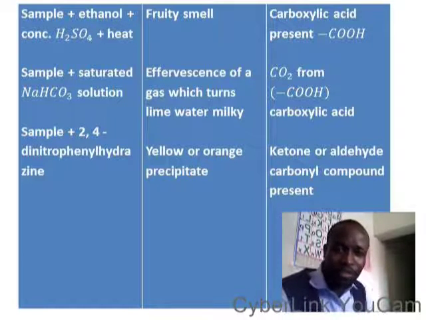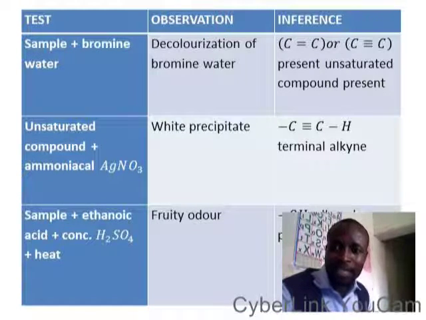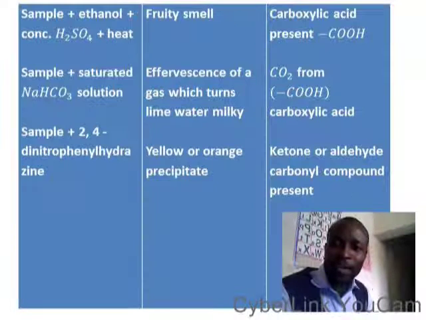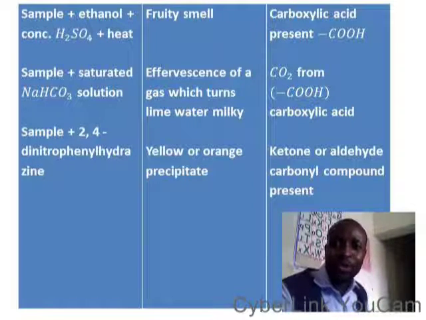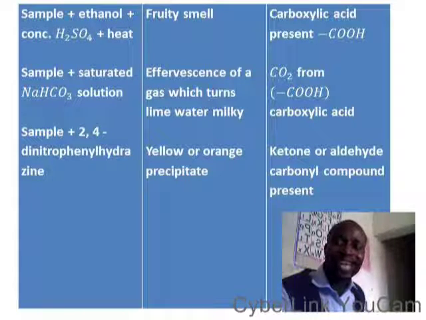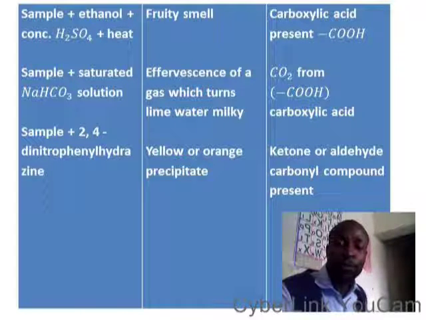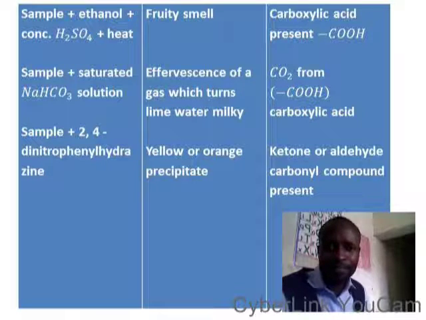A sample of food plus ethanol plus concentrated H2SO4 plus heat, fruity smell, carboxylic acid is present. Look at the difference between them. Now this one plus ethanoic acid, you have fruity smell. Look at this one now, plus ethanol, you have fruity smell. If you have fruity smell with ethanoic acid, an alkanol is present. If you have fruity smell with an alkanol, a carboxylic acid with functional group COOH is present.